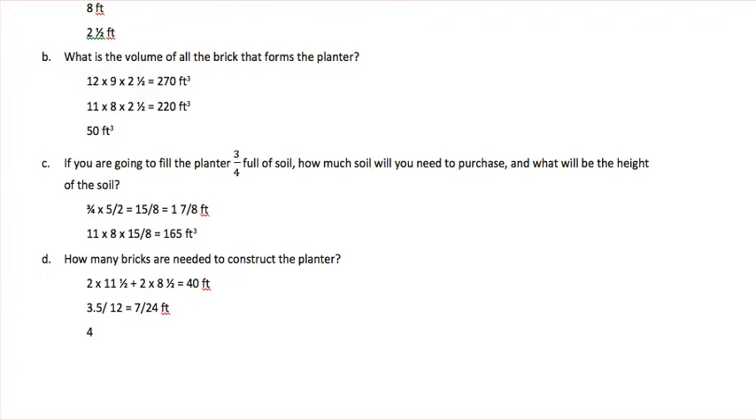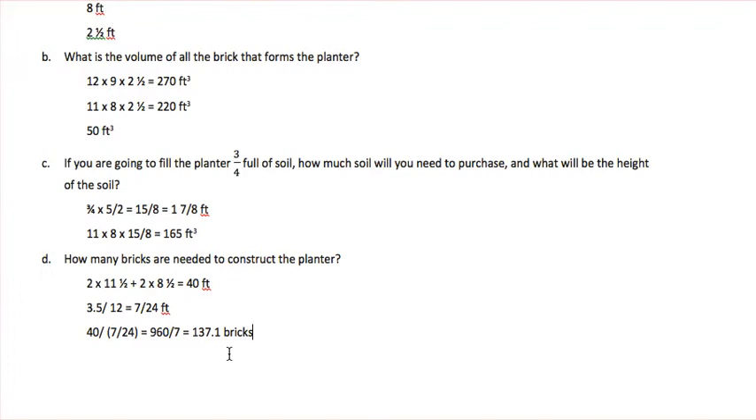And then we're going to divide 40 by 7/24. We can flip the second fraction and multiply. Remember all of that? And that would give us 960 over 7, which is approximately 137 and 1/10 bricks. And this is for one layer to go around the outside.